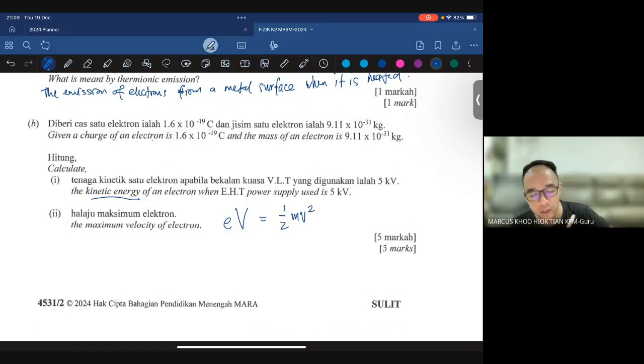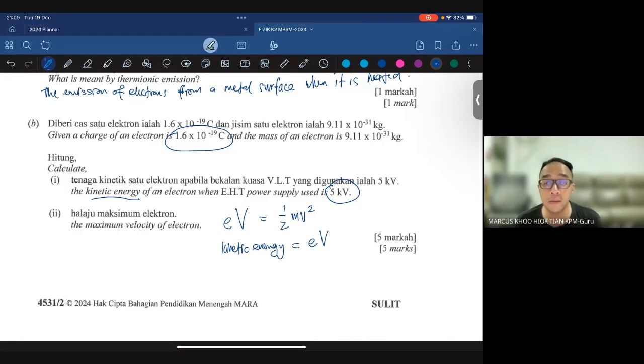So, since you're given the voltage and you're also given the charge of an electron, I can also say that the kinetic energy is the same as EV. Okay, the 1.6 times 10 negative 19 times, okay, change the 5 kilovolts to 5,000. Okay, times 5,000.